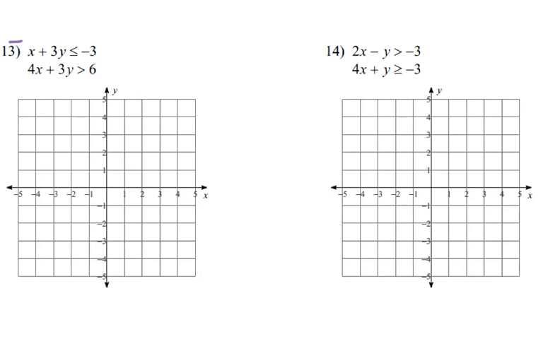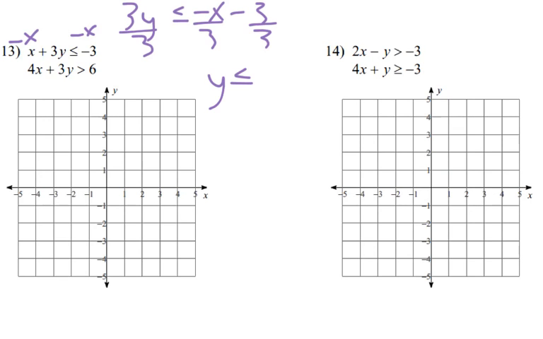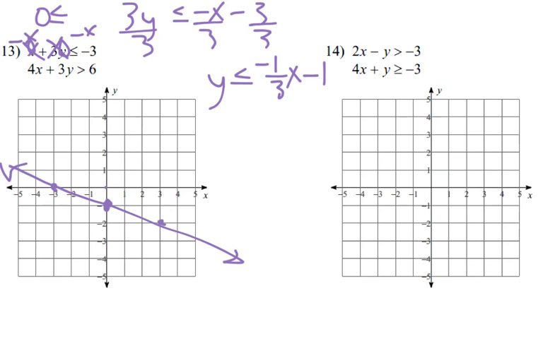So we subtract x, giving me 3y is less than or equal to negative x minus 3. Divide by 3. We get y is less than or equal to negative 1/3 x minus 1. Start at minus 1, down 1 to the right 3, or up 1 to the left 3. It's got the equal to, so solid line. Check the 0, 0. If I do zeros in the standard form, the zeros cancel out. We're left, is 0 less than negative 3? Nope. So shade down the opposite side.